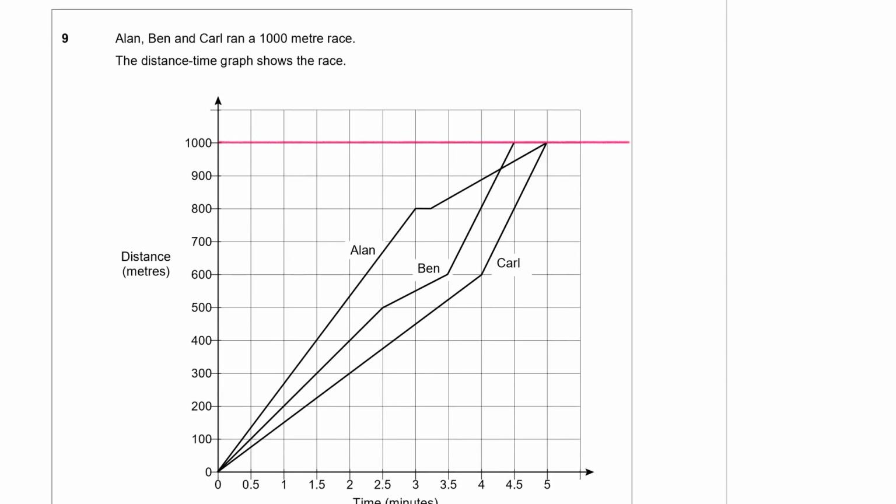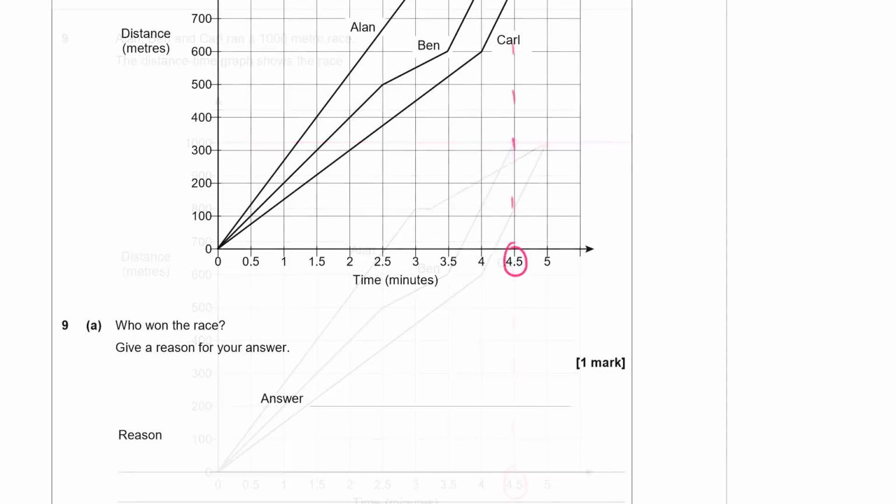So you can see that Ben reaches it here, and then Alan and Carl reach it at the same time here. So the person who gets there first is Ben. He gets there at this point here at 4.5 minutes. So who won the race? Ben. So Ben won the race.